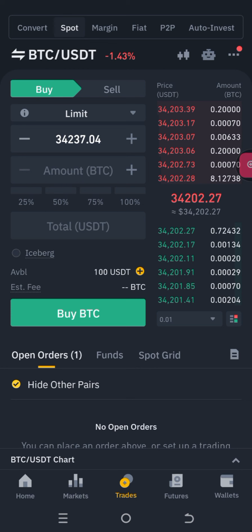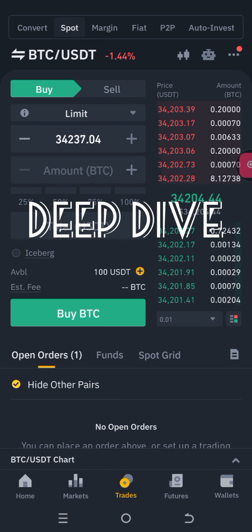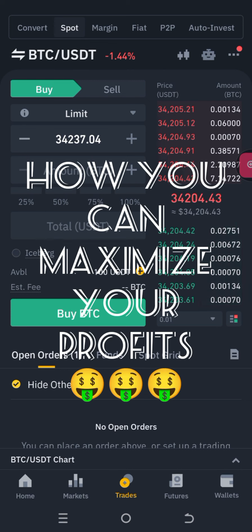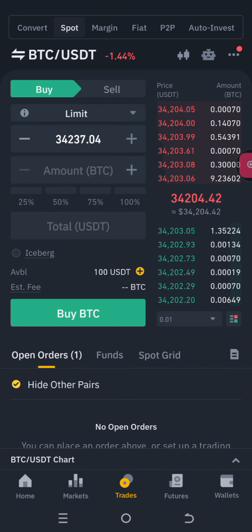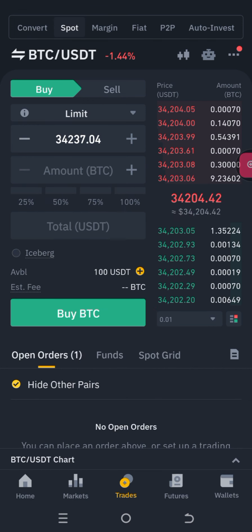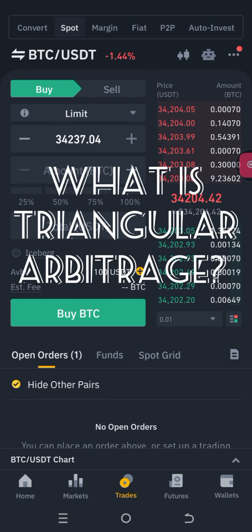All right, so today we're going to take a deep dive into looking at the different nuances between these three, and then we'll also look at how you can maximize your profits. So let's start with triangular arbitrage. We're currently on BTC USDT. Now, starting point is, what is triangular arbitrage?